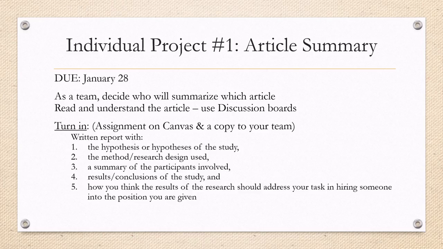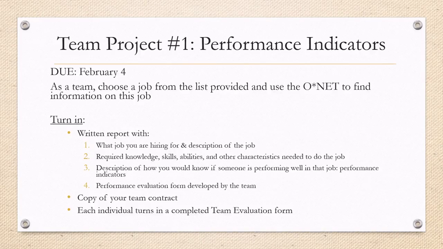So the first one is to do your article summary, and here is the information that will be required in that article summary. The first team assignment is to come up with performance indicators for the job you've chosen. You will do this using the ONET, and your written report will include information on what job you're hiring for and a description of the job, the required knowledge, skills, and abilities, a description of how you would know if someone is performing well, and a performance evaluation that you develop as a team.